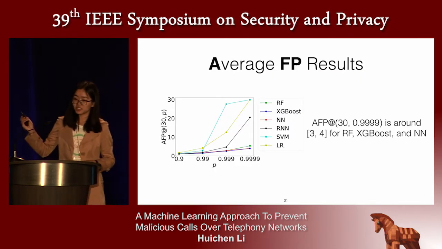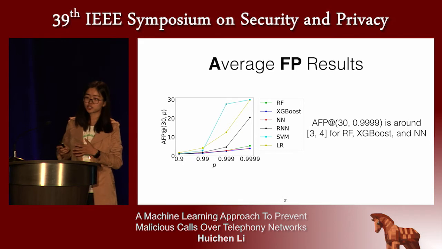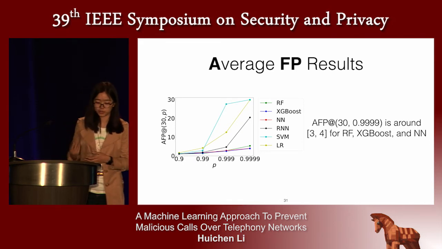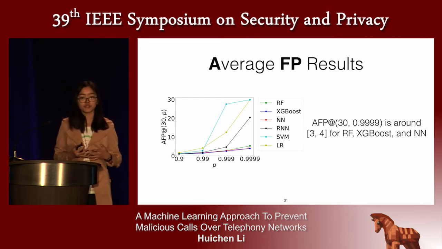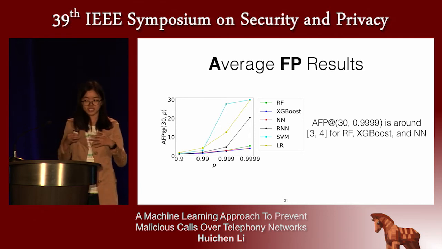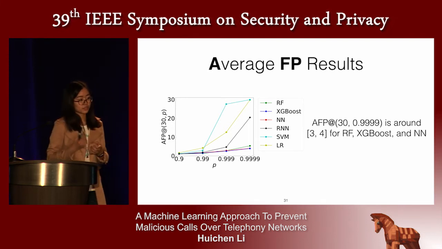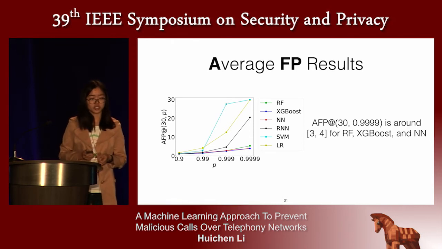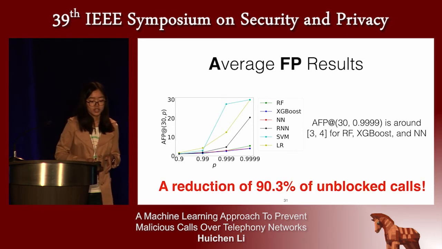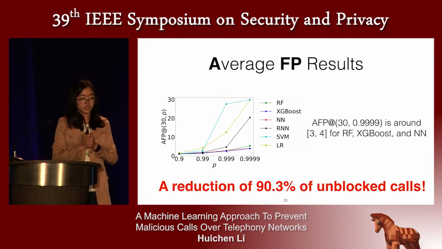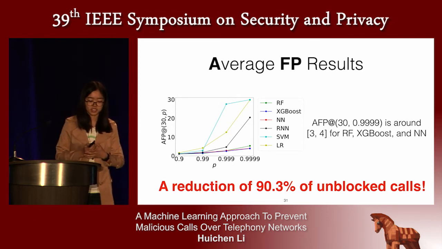These are the AFP, the average first-time prediction results. And you can see if we make sure the precision for the benign callers is 0.9999, the AFP is around 3 to 4, and this is very low compared to the common label threshold, which is between 30 and 100. So this is a reduction of over 90% of unblocked calls.